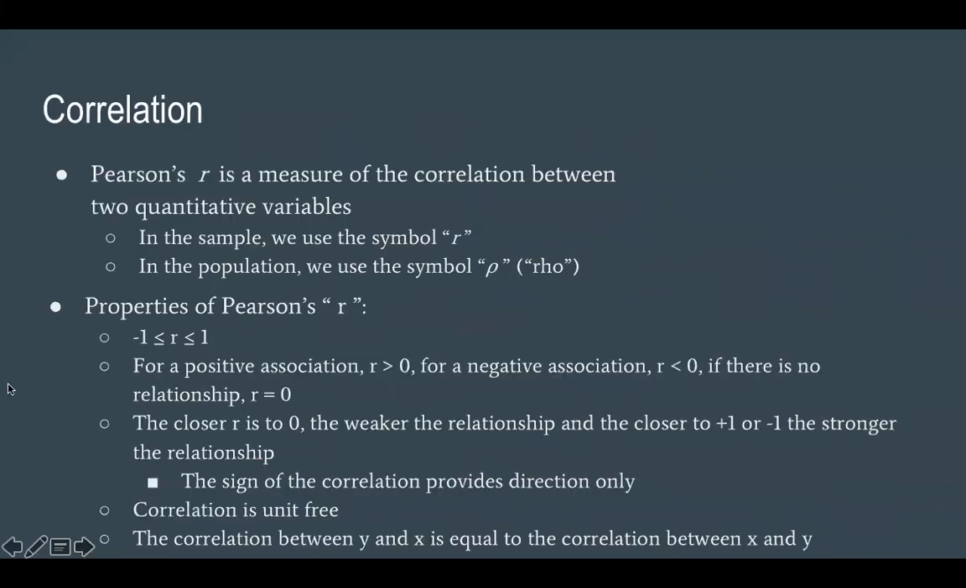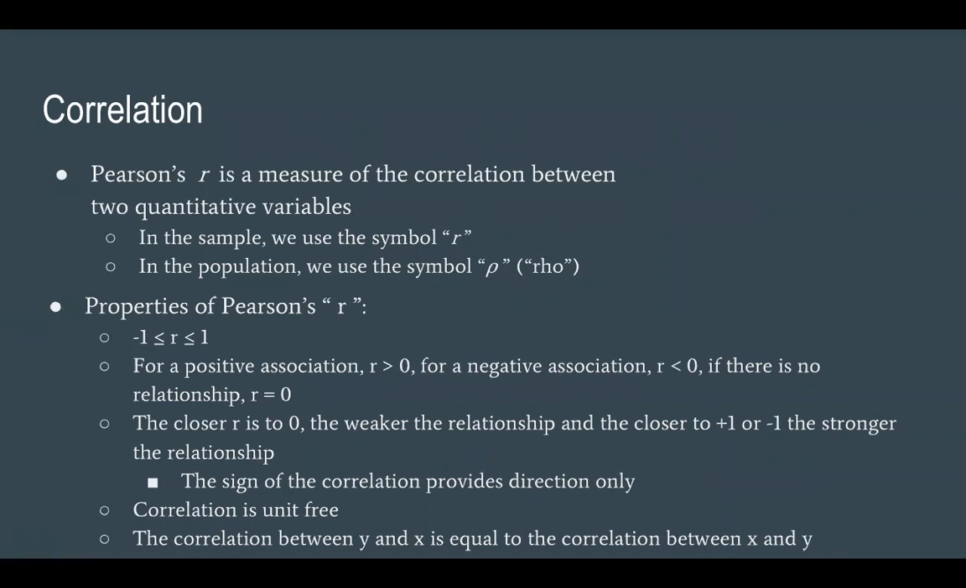Right, so Pearson's R is a measure of correlation between two quantitative variables. For a sample statistic, we use the symbol R, and for our population parameter, we use the symbol rho. There are 5 properties of Pearson's R. The correlation that you get will be between -1 and +1. For a positive association, your R will be greater than 0, and for a negative association, your R will be less than 0.